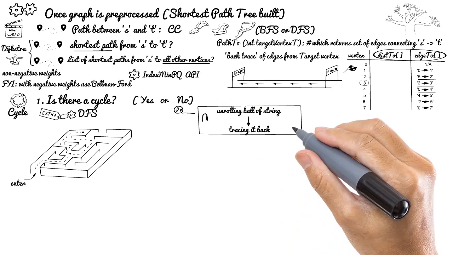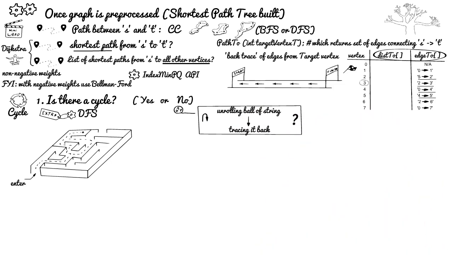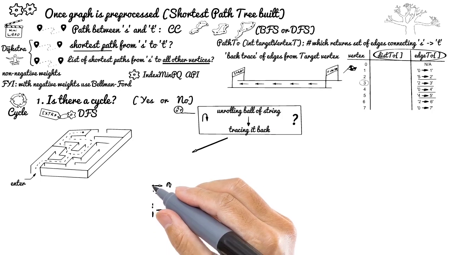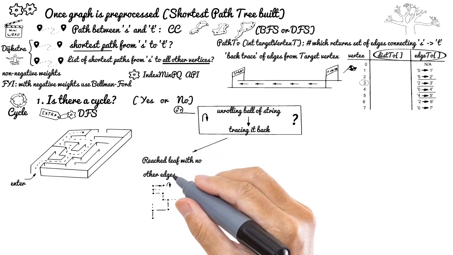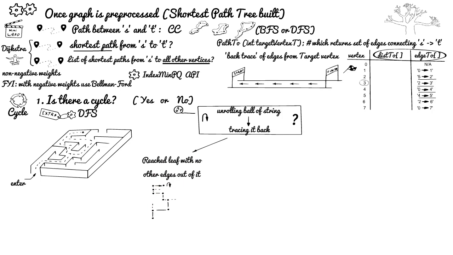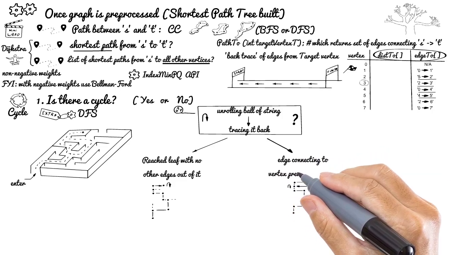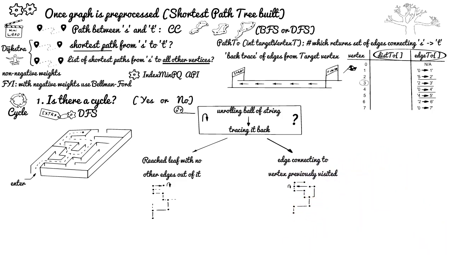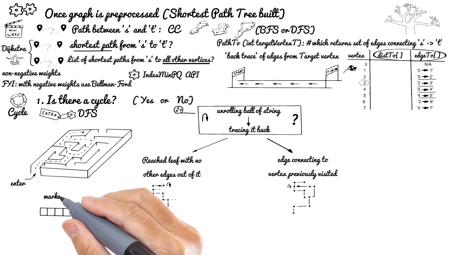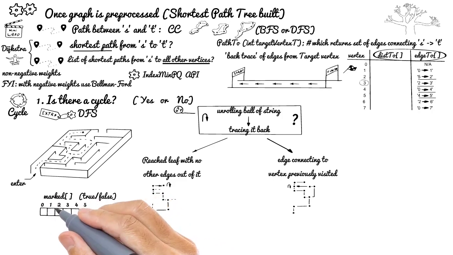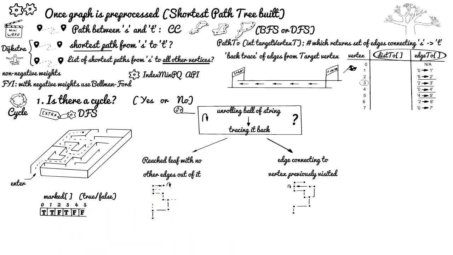What might be a turning point between unrolling ball of string and tracing it back? One possibility is we may reach a leaf vertex with no other edges out of it, but the only one which we came from. Another possibility is that outgoing edge is connecting us to a vertex which we already visited on the previous steps of the algorithm through different paths. Do you remember Boolean array marked, which we used to mark all visited vertices? For DFS algorithm, it's important to move back at this point, because algorithm shouldn't build cycles. Its outcome is a tree without cycles.